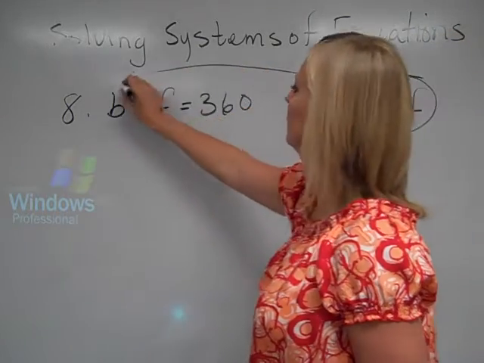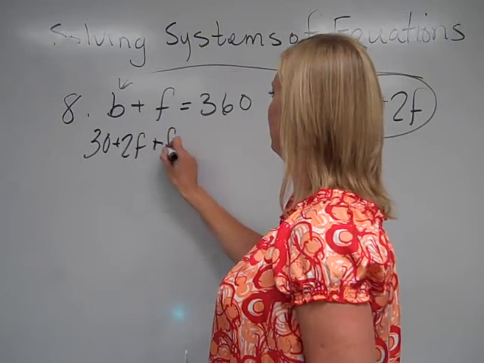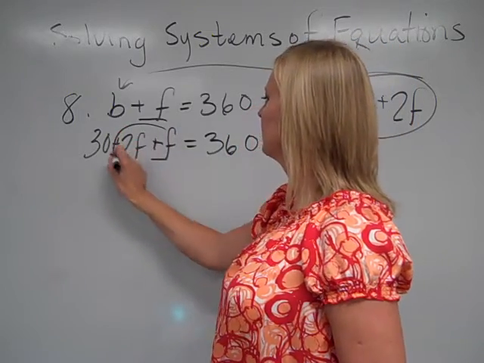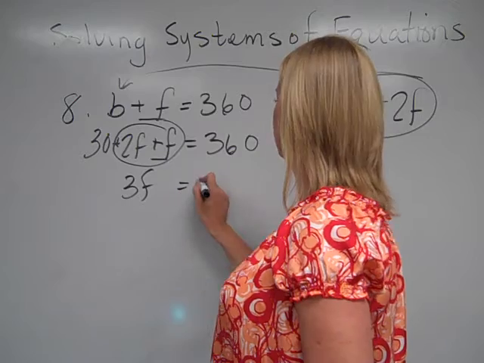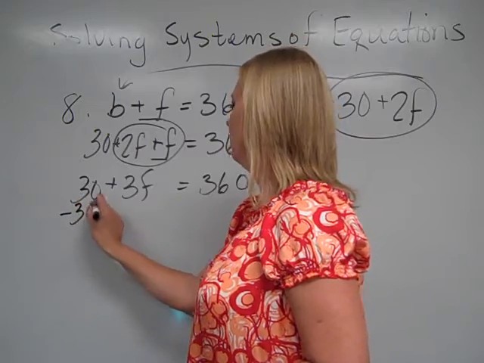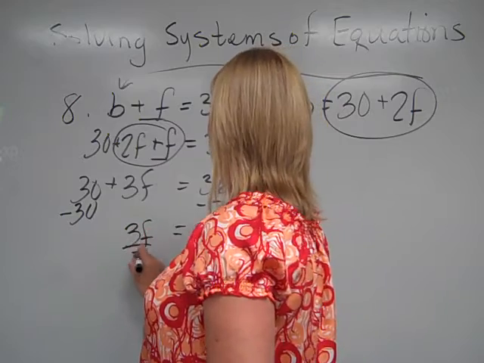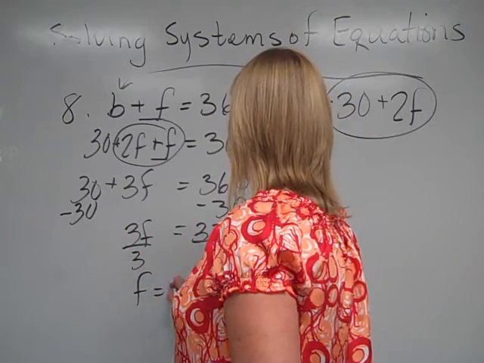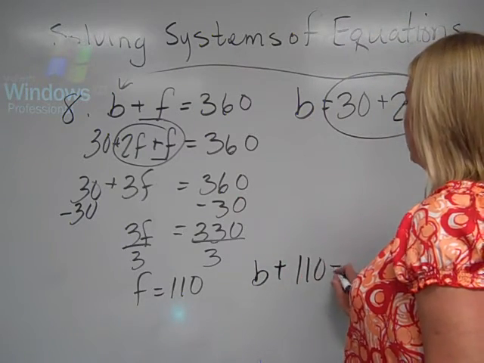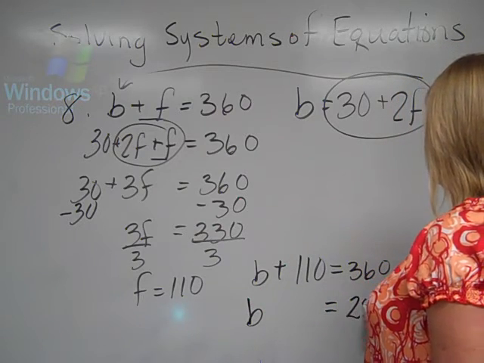Let's substitute in B. 30 more than twice the football, plus the football, equals 360. Combine like terms. 3F plus 30 equals 360. Subtract the 30. You have 110 football cards. Now, if baseball plus football equals 360, then baseball is equal to 250.